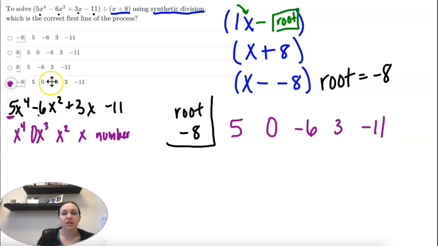The top one skipped the 0. Very common mistake. Just make sure you're hitting every x.